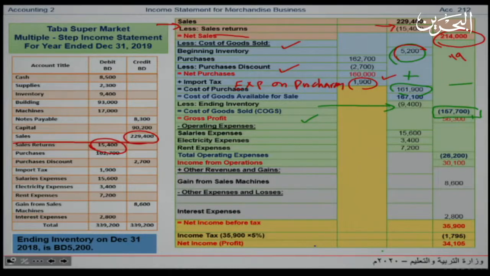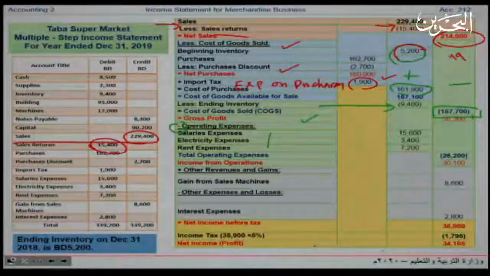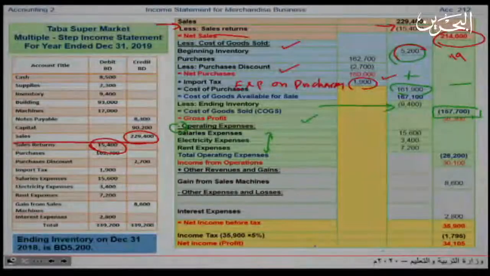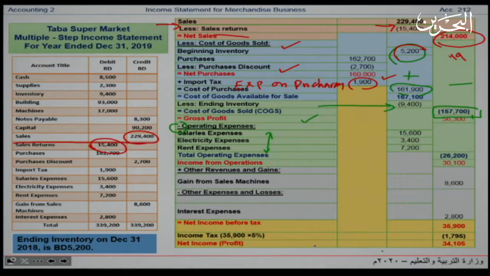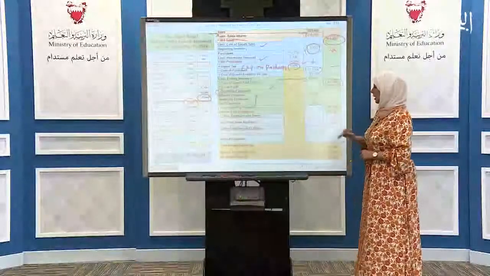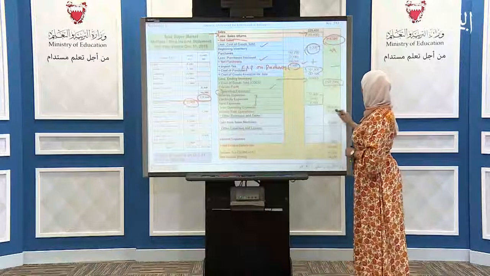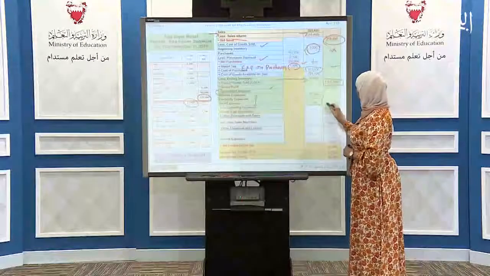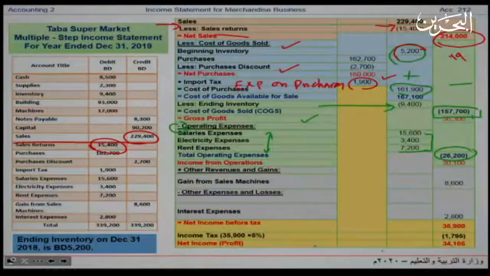56,300. Then I will subtract the operating expenses. Firstly, I should list all the operating expenses that I have. In our question, I have the salary expense with a figure of 15,600 and electricity expense with a figure of 3,400, and finally I have the rent expense with a figure of 7,200. The total of the operating expenses will be 26,200. And if I subtract the total of operating expenses from the gross profit, I will get the income from operations, and it will be 30,100.